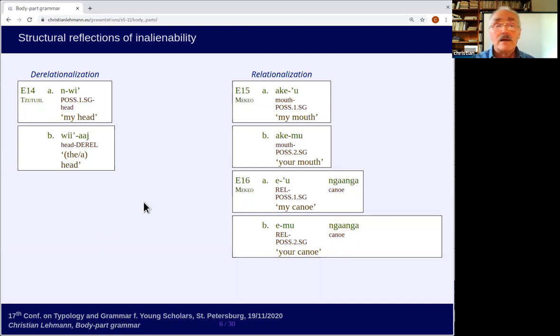Look at example 14 from Zutuhil. It illustrates that if you have a possessed head, there's no special morphological mark beside the possessive prefix. But if you want to say the head or a head, you need a derelationalizer following the noun for head. There's also the mirror image operation of relationalization of a non-relational lexeme for use as a head of a possessive construction, and this we'll see in one of the next examples.